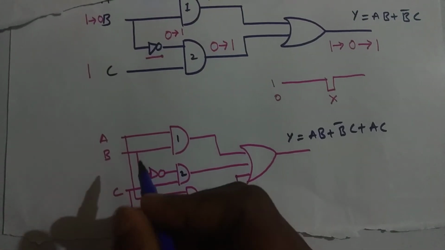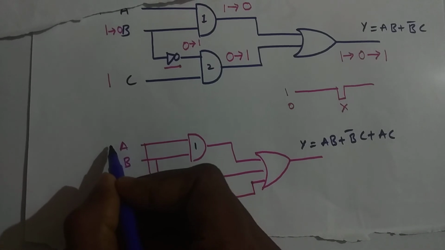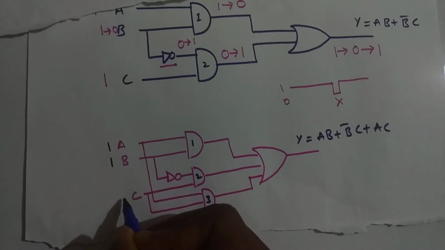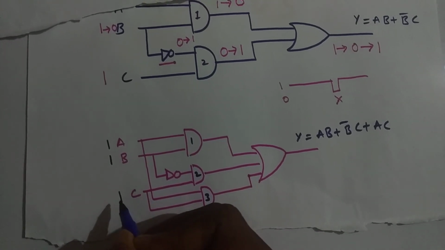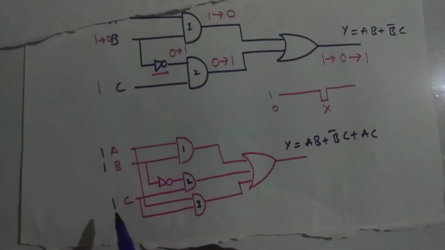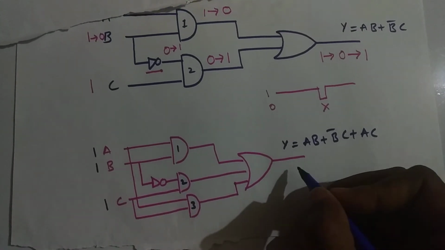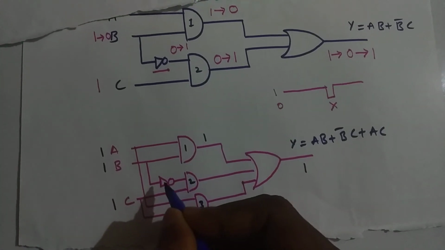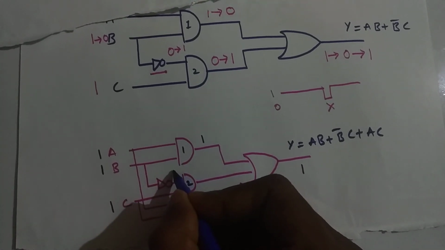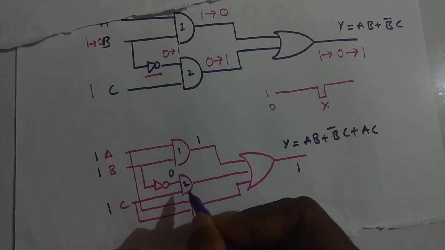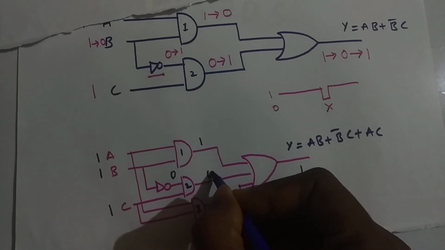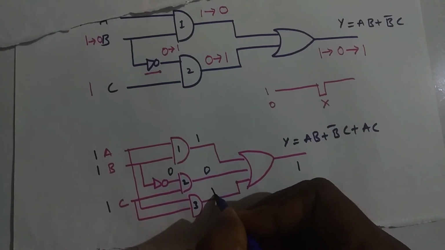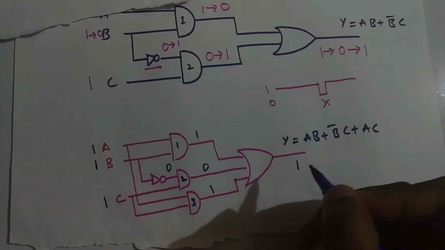Now let's take the inputs as 1 1 1 and again check whether the hazard is gone or not. When all the inputs are 1 1 1, we are going to get the output as 1. Over here we are going to get 1. This will be turning to 0 from B, then it will be 0 over here, and then it's 1 over here. As a result, we are going to get 1 over here.